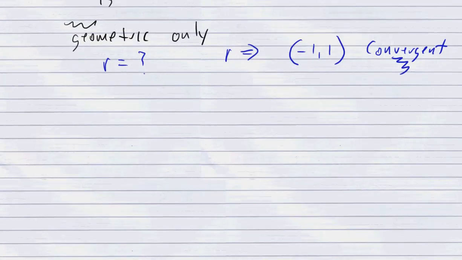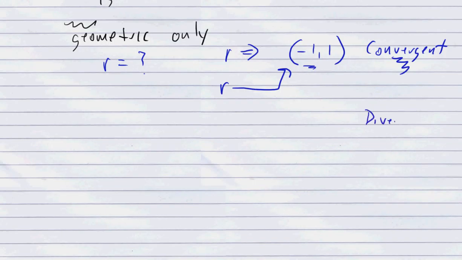If R is not in this region, if it's not between -1 and +1, then the series is divergent. And what that means is that the sums of the sequence zoom infinitely out of sight, get larger and larger, and they don't converge to any particular value, so there's no exact sum for the series. Okay?